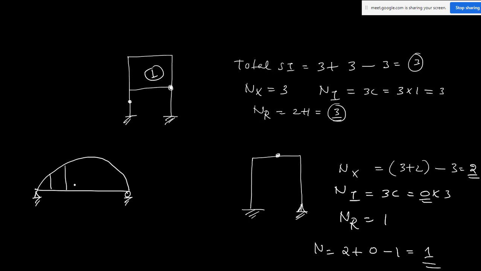So 1, 2, 1 2 3 4 5 6 7. So what is the answer for this question? It is a rigid frame structure, not an arch. Okay, it is a rigid frame structure. So what is the static indeterminacy of this structure? Try to solve it.